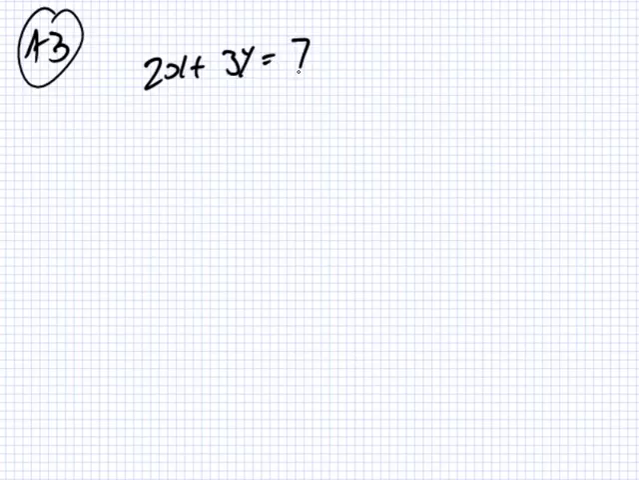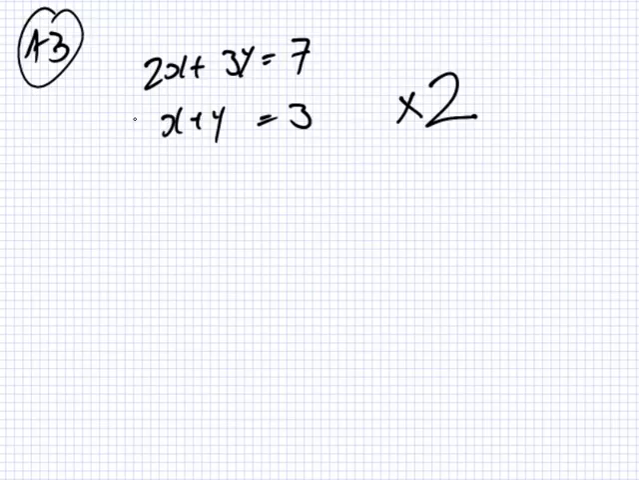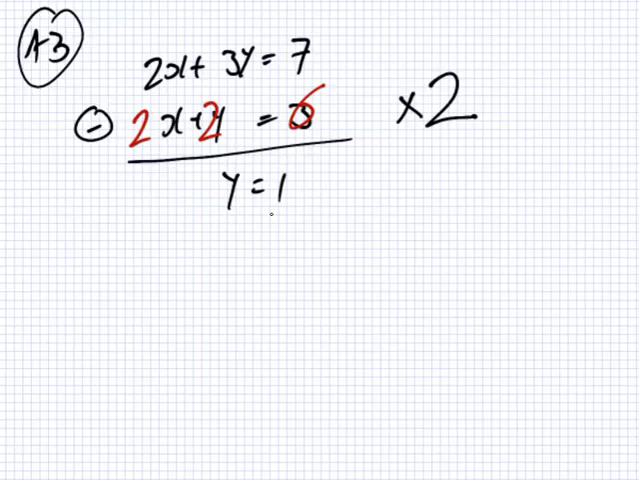Number 3. Number 4. No, sorry. Number 3. 2x plus 3y equals 7 and x plus y equals 3. Where do they meet? So here I think I'll multiply this by 2. Yeah? So that will be 2, 2, 6 then. And I get y equals 1 here when I minus them, yeah? And then if I put that back in here, I get x equals 5. So I think my answer is 5, 1.